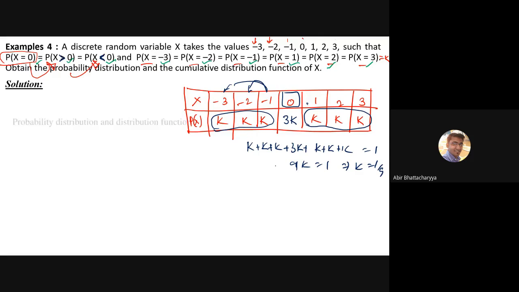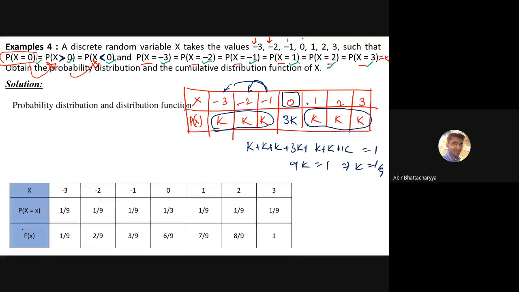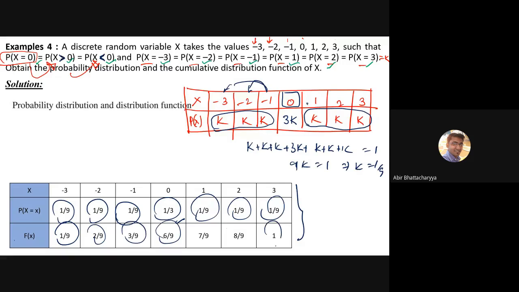If I plug in, I will get these results. This is going to be your distribution function and cumulative distribution function. Look at this: k is 1 by 9, 3k means 3 times 1 by 9, which is 1 by 3. 1 by 9, 1 by 9, 1 by 9, all these values put in. And then this is your F of x, the cumulative. Just add them, and finally we get 1 cumulative. Okay, so that is all they ask you to do.